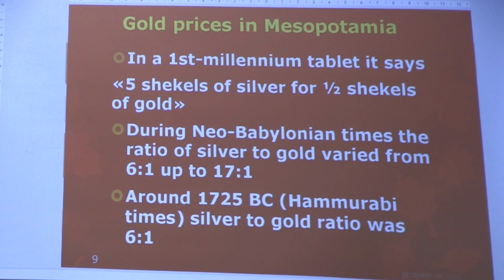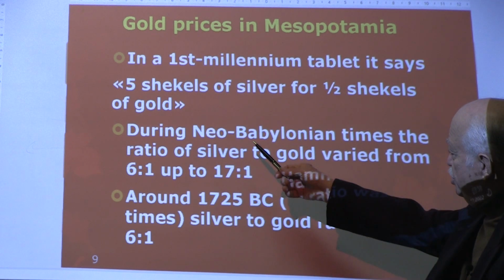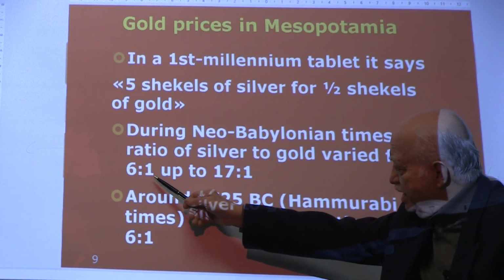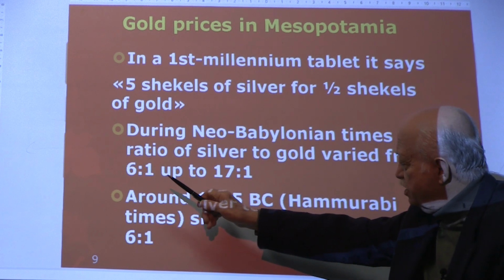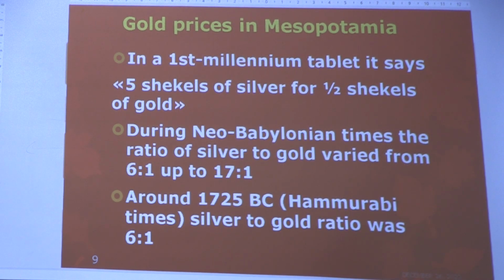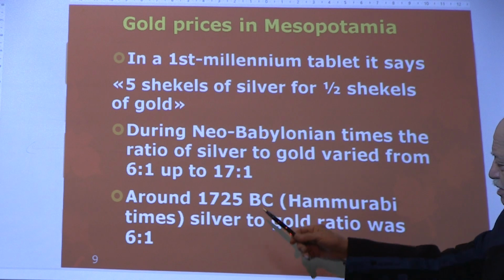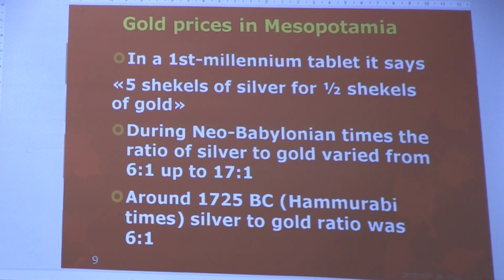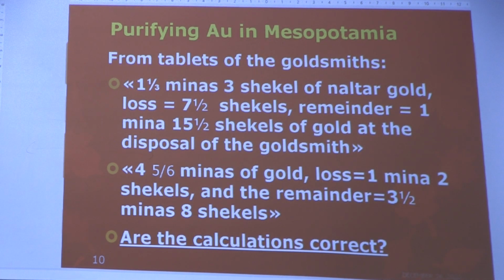Like today, we know the price of silver and gold, and sometimes they talk about the price of gold and silver in the market. During Babylonian times, it varied from 1 shekel of gold to 6 shekels of silver, up to 1 shekel of gold to 17 shekels of silver. During the time of Hammurabi in 1725, the ratio was again 6 to 1. There was always inflation. In Mesopotamia, the prices, of course, just like today, increased with inflation, so the ratio went up very high.